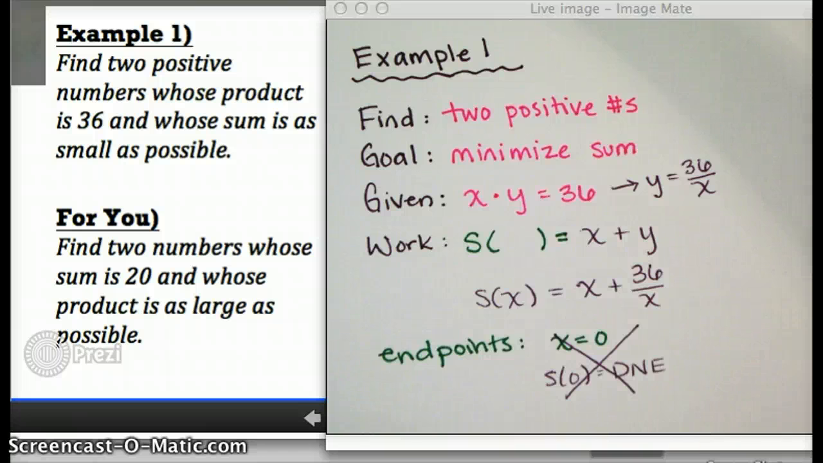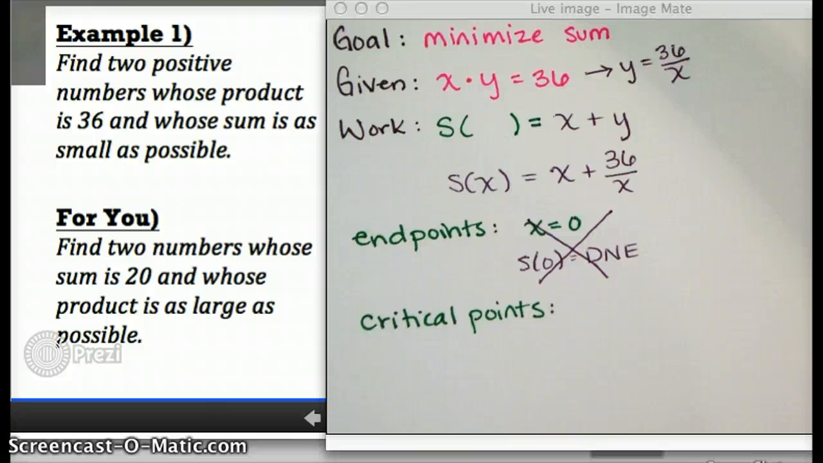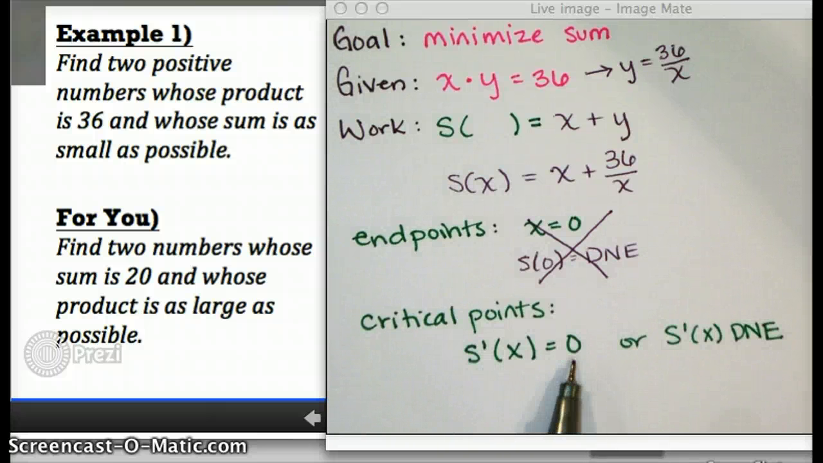You'll come back to them after finding the critical points. We're ready to find critical points now. So you probably remember from your winter break homework that critical points are where the first derivative equals 0 or the first derivative doesn't exist. What x values would make this first derivative not exist?